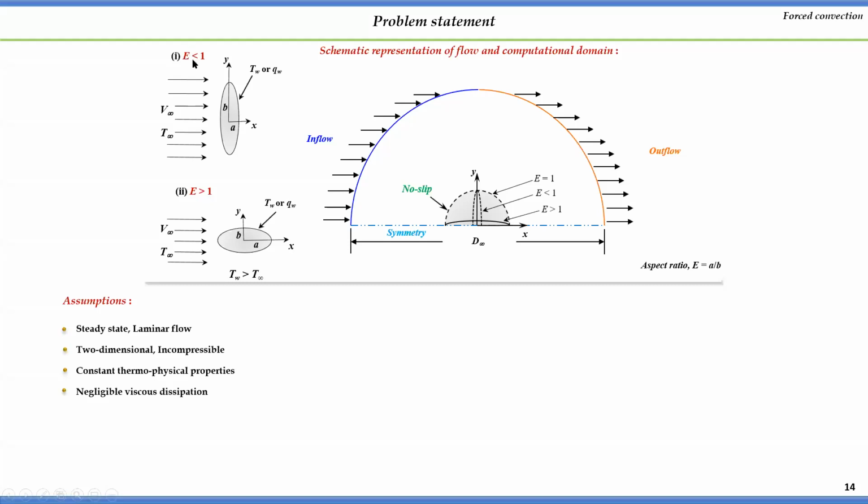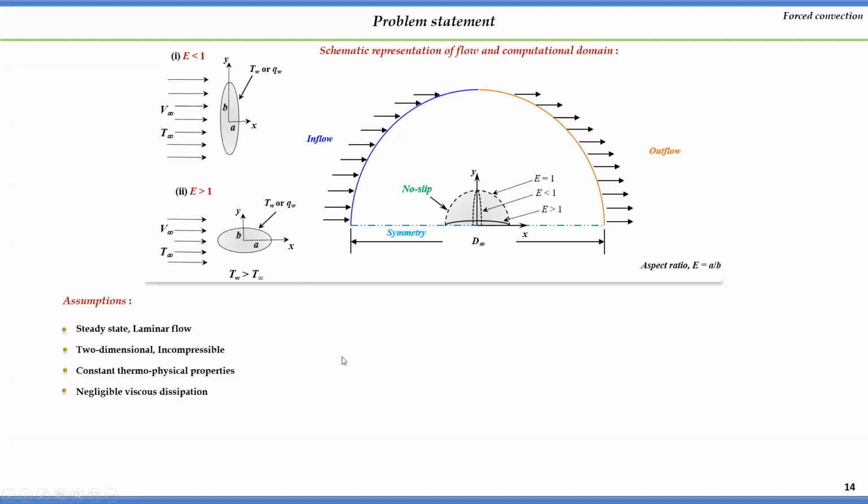You can see that this is nothing but the aspect ratio. It is the ratio of the axes of your elliptical shape, minor axis to major axis. When this E value is very small, your object has a very slender shape. When the aspect ratio E is greater than 1, it has a very blunt shape. And if E is equal to 1, it resembles a circular shape.